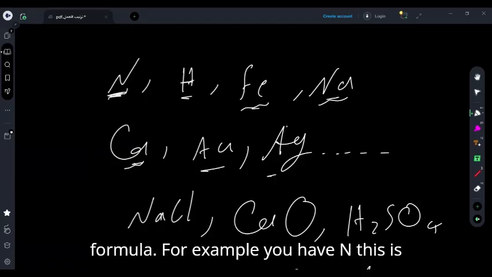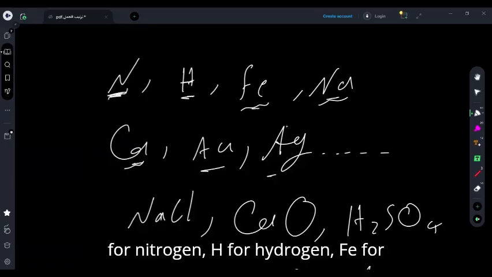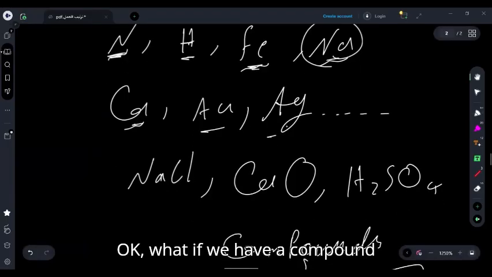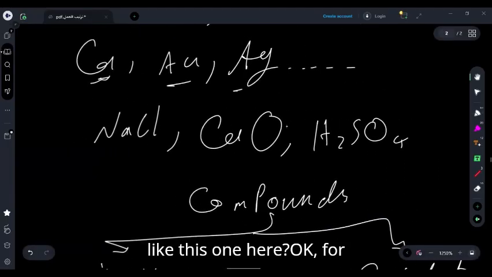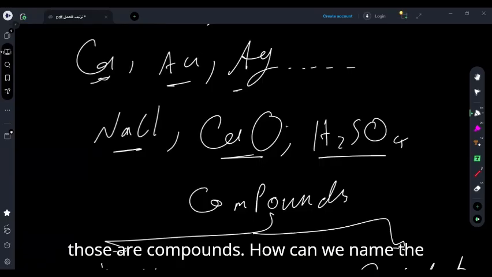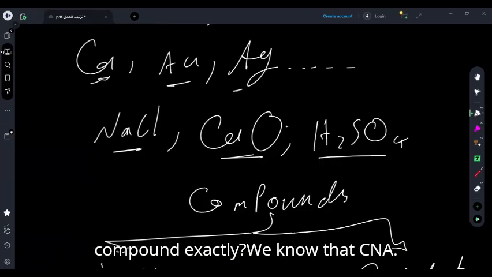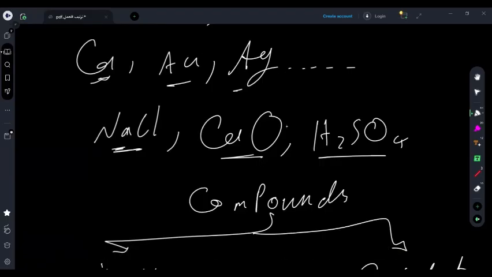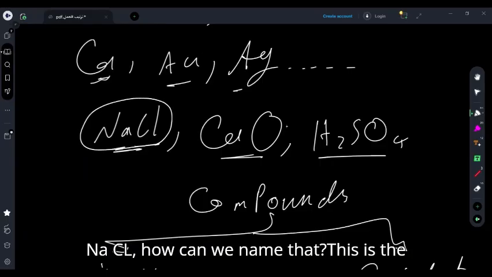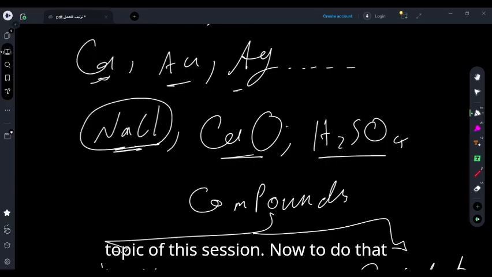For example, you have N for nitrogen, H for hydrogen, Fe for iron, Na for sodium. Okay? What if we have a compound like this one here? For example, NaCl, CaO, H2SO4. Those are compounds. How can we name the compound exactly? We know that Na is sodium, Cl is chlorine, but if we have NaCl, how can we name that? This is the topic of this session.